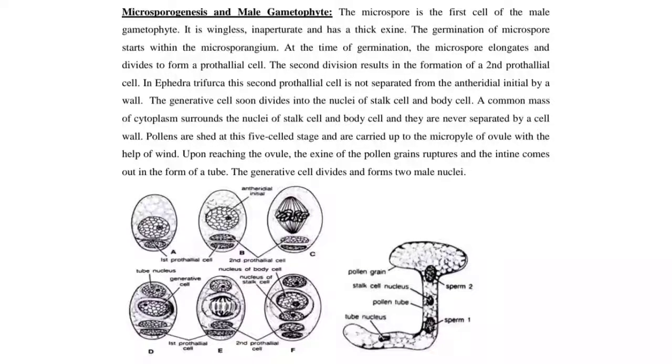A common mass of cytoplasm surrounds the nuclei of stalk cell and body cell, and they are never separated by a cell wall. Pollens are shed at this 5-cell stage and are carried up to the micropyle of the ovule with the help of wind. Upon reaching the ovule, the exine of the pollen grains ruptures and the intine comes out in the form of a tube. The generative cell divides and forms 2 male nuclei.